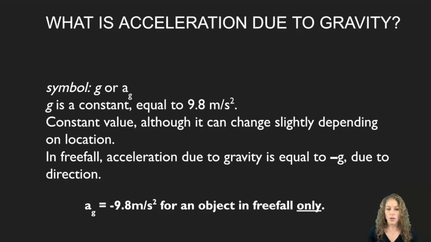In free fall, the sign of acceleration due to gravity is -g because the Earth is always pulling down. So that downward vector, we define it as negative. But g itself is a scalar quantity. It's 9.8. Acceleration due to gravity, a sub g, is -9.8 meters per second squared, but it's only for an object in free fall. So do not ever use it for anything else.